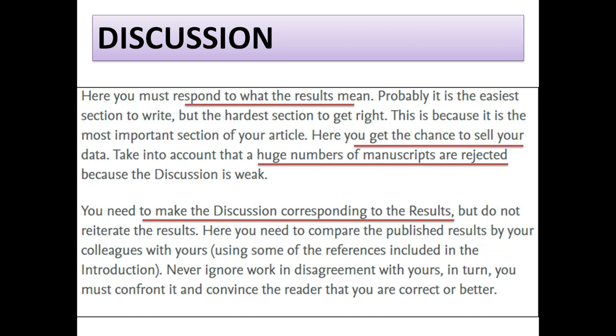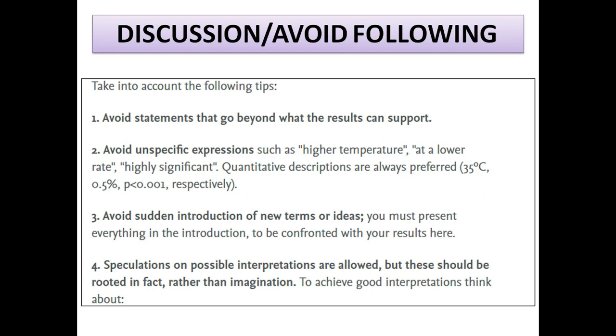According to the editorial board, lots of manuscripts get rejected even though they have significant findings, due to a poor or weak discussion component. So you need to take the discussion part as an important criterion for your manuscript to get accepted. You need to make the discussion correspond to the results of your colleagues, or the results which are already reported in your research area. So what are the things you need to avoid?